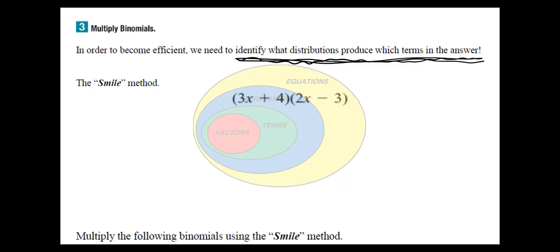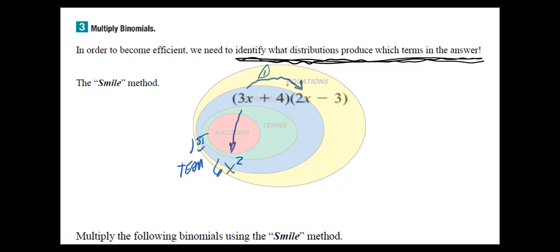So to do this, we're going to start multiplying and producing our answer, basically figuring out which terms in the answer are produced by which distributions. So the first distribution that we do, taking the first term, the 3x, multiplying it by the first term in the second binomial, and we know that that produces a 6x squared, and that's the only x squared term we're going to get. So it produces the first term in our answer. So we will do that distribution first.